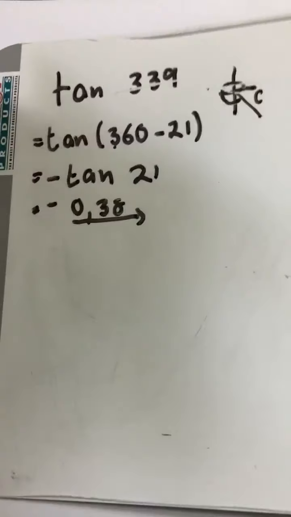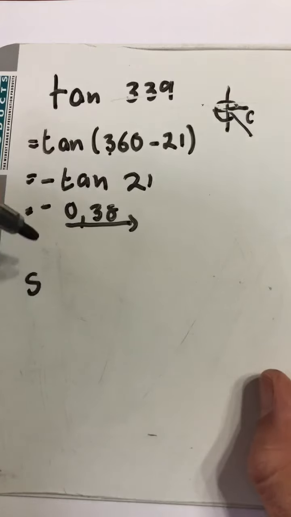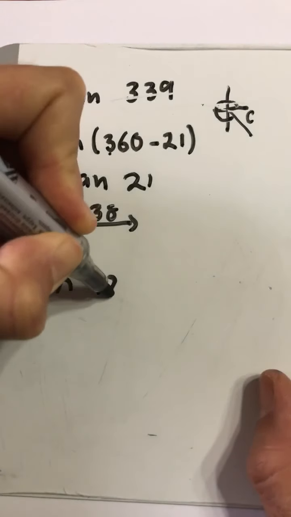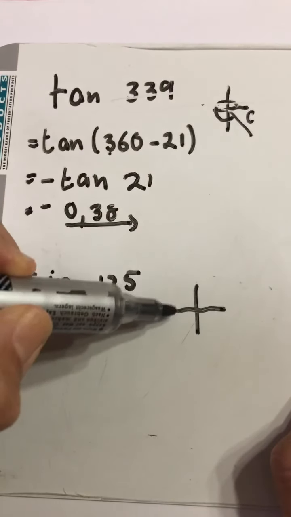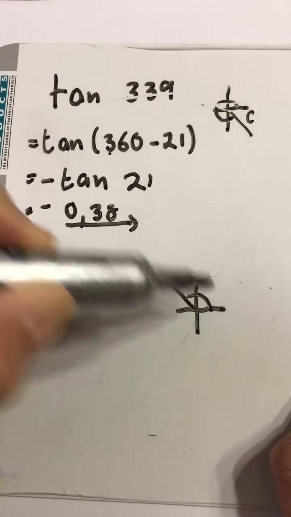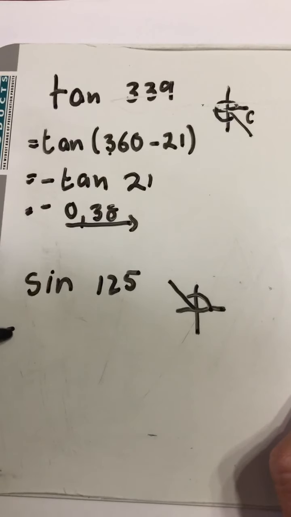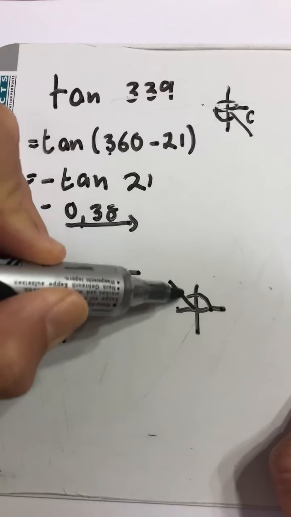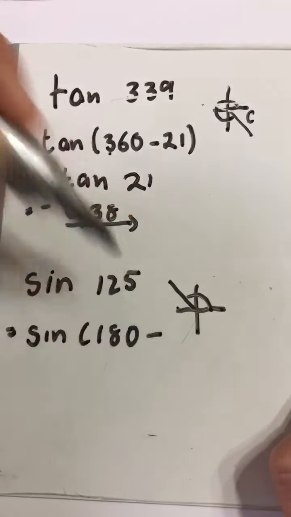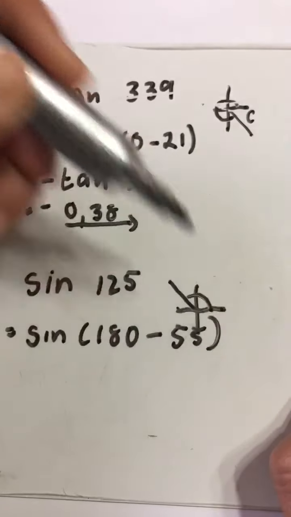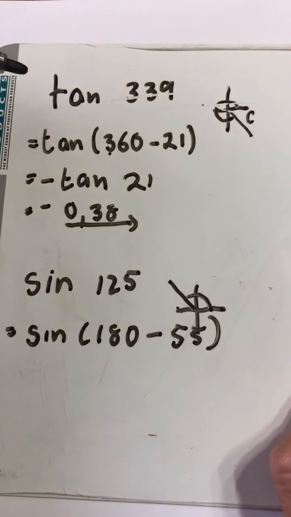Okay, right. The next one is sine 125. So we write sine 125. What quadrant is it in? 0, 90, 180. So that is 125. So we know that we need to rewrite it as a 180 minus. So that becomes 180 minus 55.